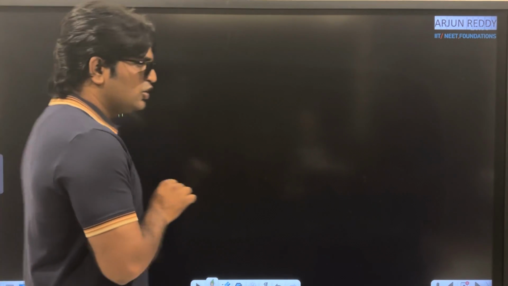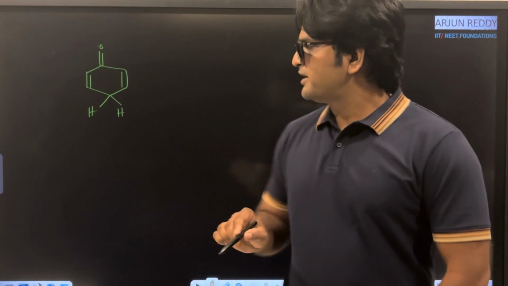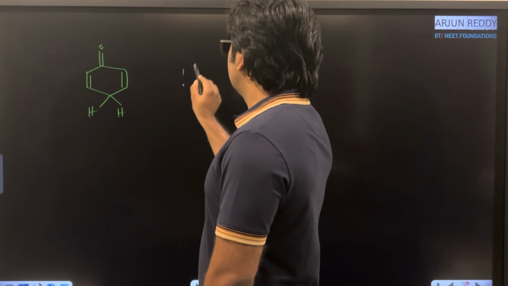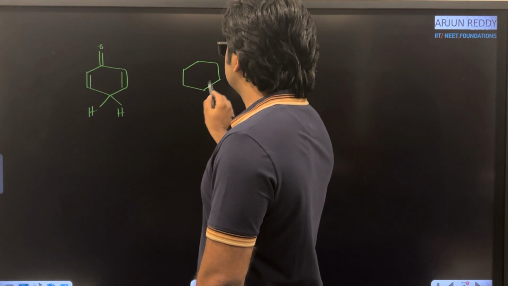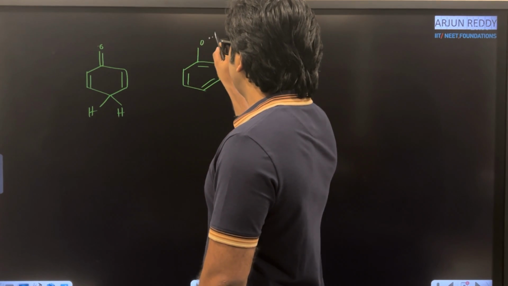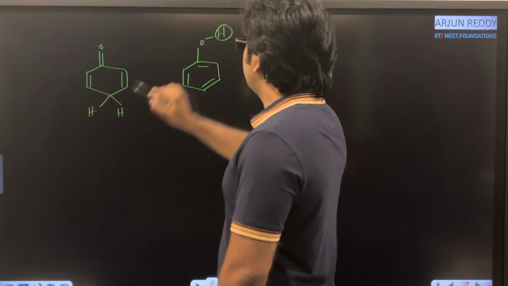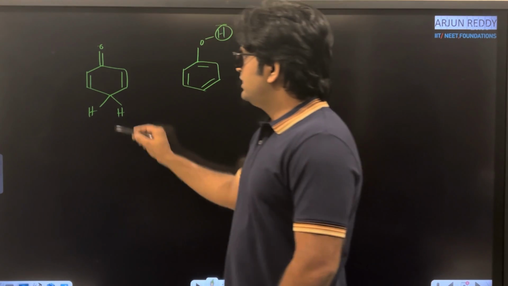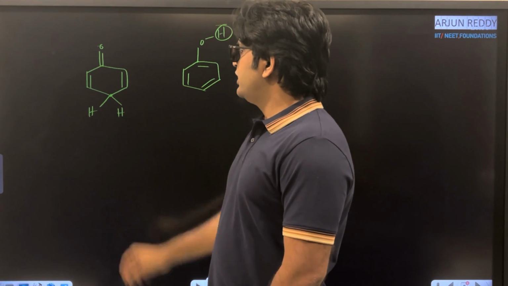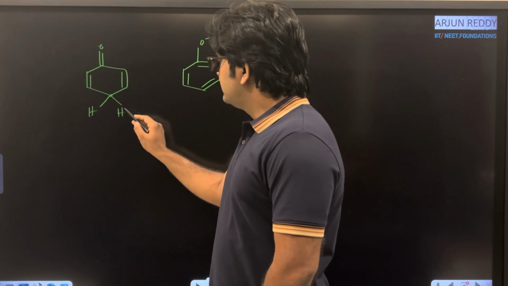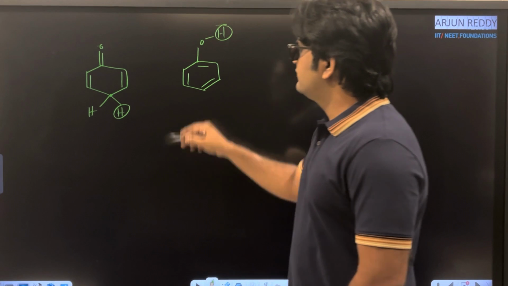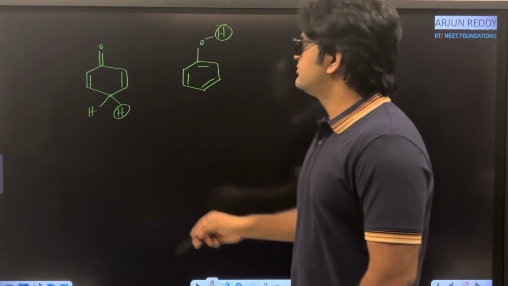Yes, there are 2 hydrogen atoms, right? And you can see this molecule also has OH, okay? Where is this hydrogen atom coming from? Here at this carbon atom, previously there was no double bond, only 2 hydrogen atoms are there. Now, after shifting of hydrogen atom from carbon to oxygen, we are getting this molecule.